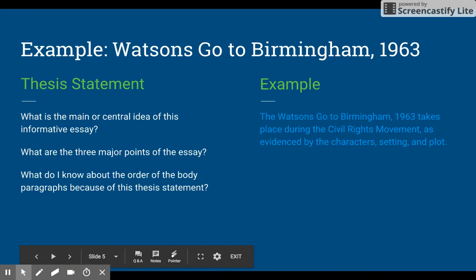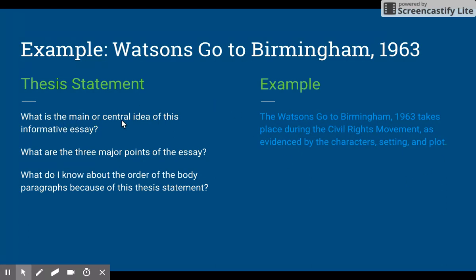So let's use the example Watsons Go to Birmingham in 1963 and start to put an example introduction together. So if we are to use a thesis statement just like the one you will be using for your informative essay, our Watsons example would look like this. The Watsons Go to Birmingham 1963 takes place during the Civil Rights Movement, as evidenced by the characters, setting, and plot. So let's put this thesis statement to the test and make sure that it's serving its purpose.